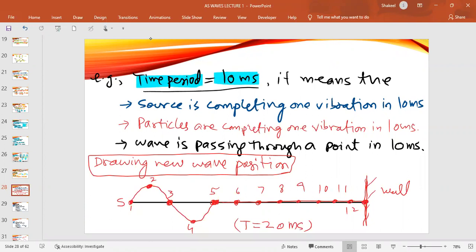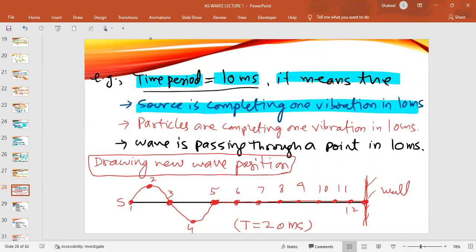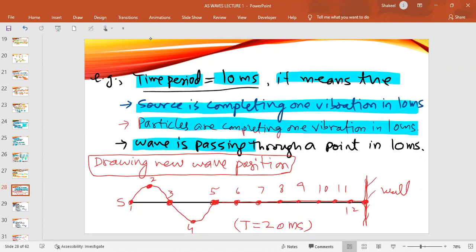What does that mean? It means that the source is completing one vibration in 10 millisecond. मतलब source अपनी एक vibration 10 millisecond में complete करेगा और particles are completing one vibration in 10 millisecond. Particles of the medium भी एक oscillation complete करने में 10 millisecond लेंगे. So wave is passing through a point in 10 millisecond. ये भी इसका meaning हो सकता है कि one complete wave, like one crest and one trough, took 10 millisecond to pass through a point. So that's why we say its time period is 10 millisecond.